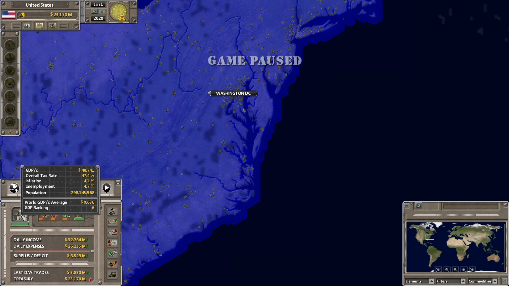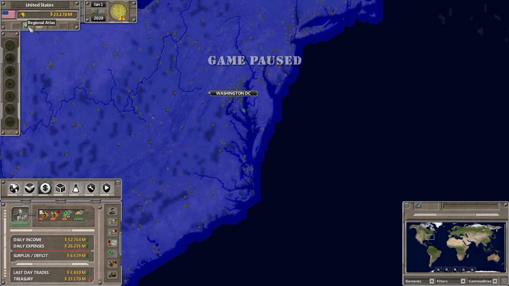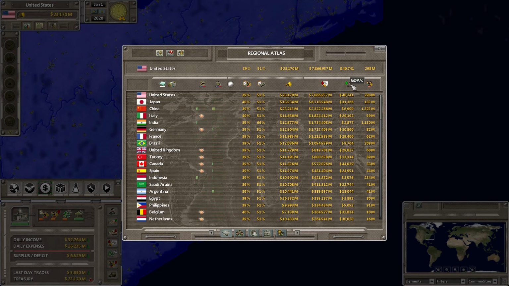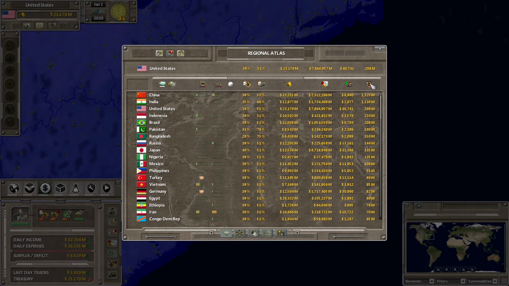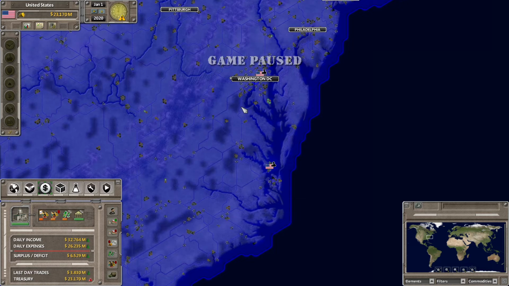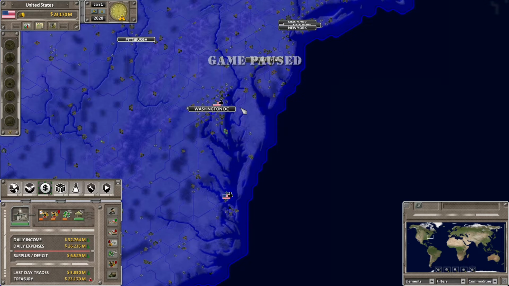You have the world GDP per capita average, and there are other ways to check this. In fact, there's a lot of information you could check just by coming up here to the regional atlas at the top left, making sure you're on the domestic screen here, and then you have your treasury, you have debt, you could sort by GDP per capita per country, population, all of this, but I'll let you explore that on your own time in the game. It's a lot of the same information I'm explaining, it's just a different way to see it.